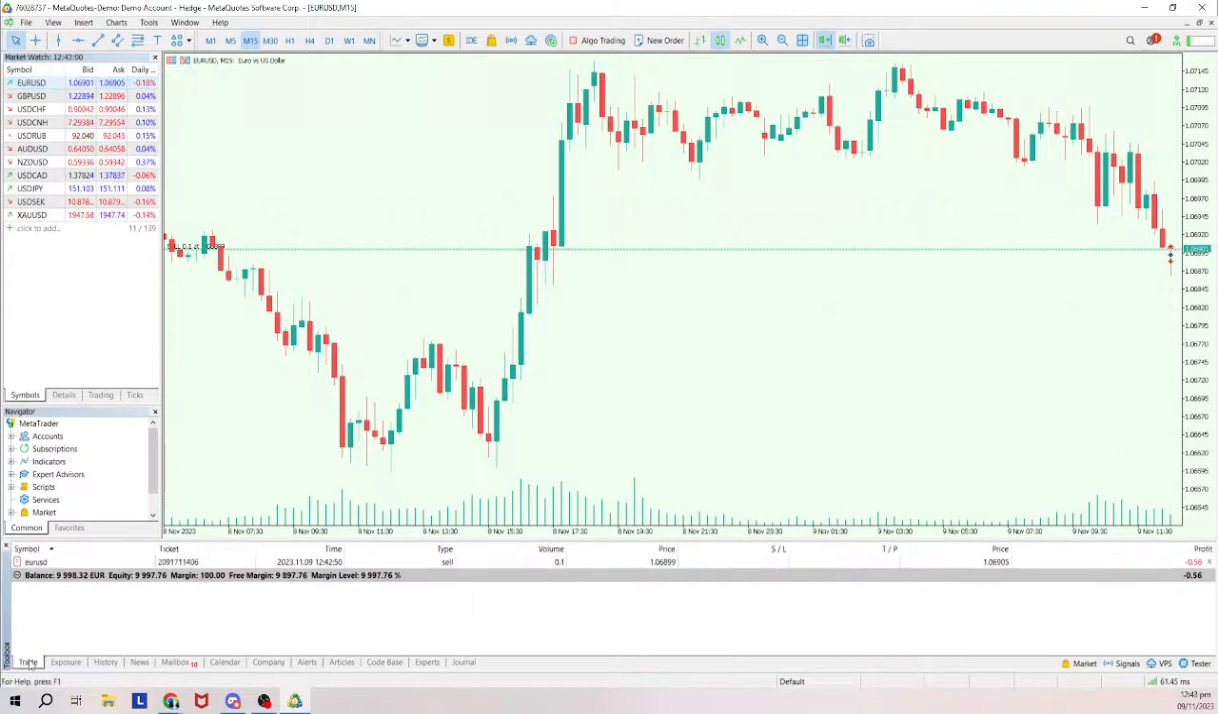We come back to trade. We see we have another trade running right now. Every trade you open will start in a minus because there is a spread. Again, the difference between the bid and ask, or between the buy and sell.